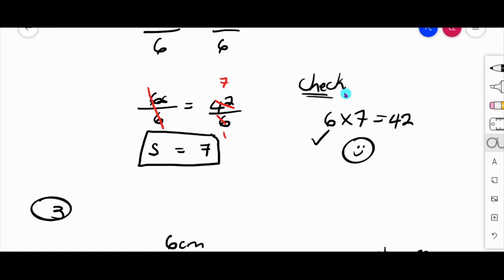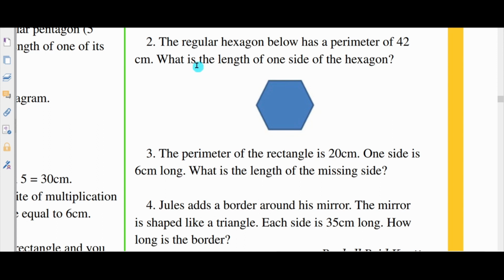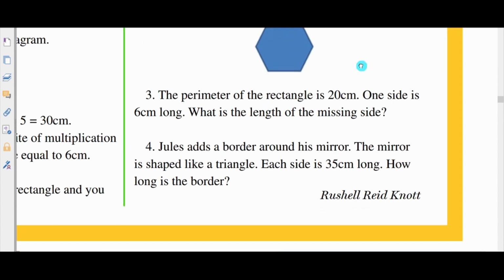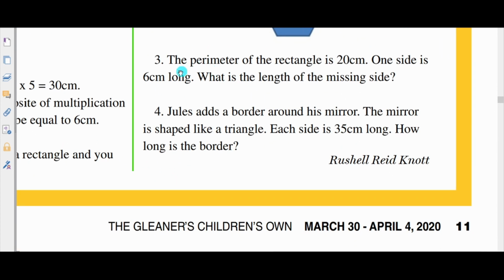Now I need to check that. So 6 times 7 is equal to 42, and that would be correct. So again, what is the length of one side of the hexagon? One side would be 7 centimeters. Let's move on now to number 3. The perimeter of the rectangle is 20 centimeters. One side is 6 centimeters. What is the length of the missing side?